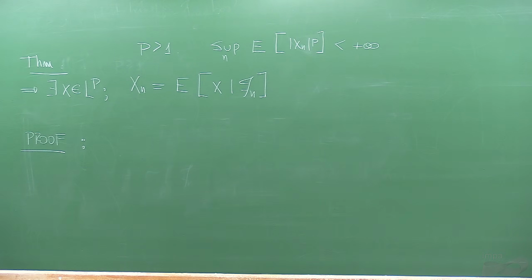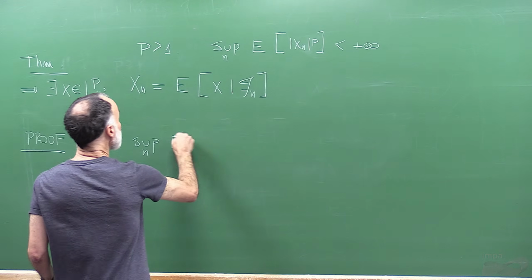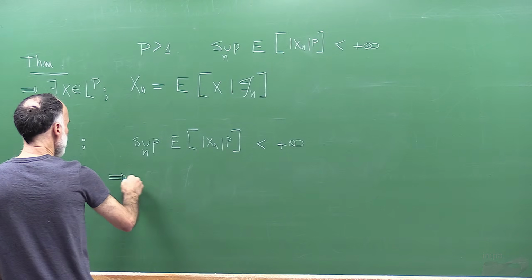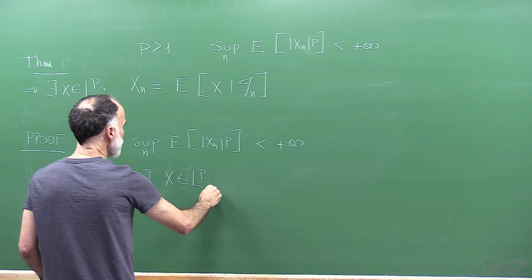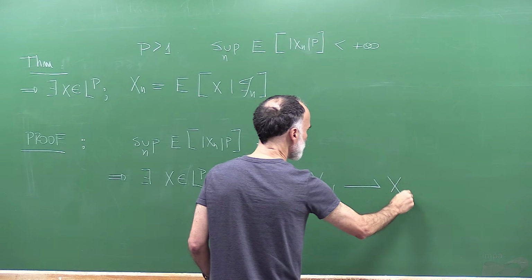Okay, if you remember, you take f in Lq, the integral of xn f is a bounded sequence, so you can extract a subsequence which converges. You do that for a dense countable family of functions f, so you have convergence for all these f's, and then you extend that for all f, by approximating any f with this dense countable family. Okay? So this is a way in which you prove that if the supremum in n of the expectation of xn to the p is finite, then there exists x in LP and a subsequence xn prime such that xn prime converges weakly to x in LP.